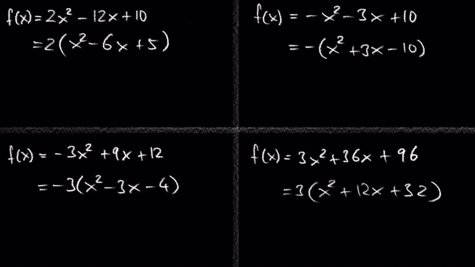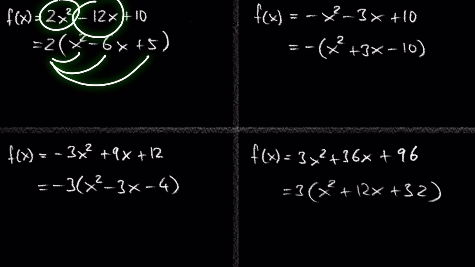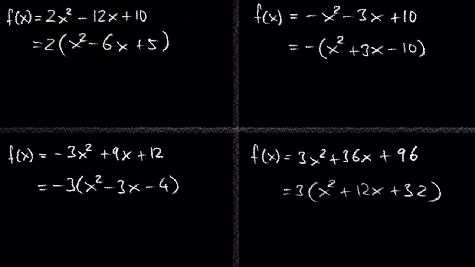For example, 2 times x squared is 2x squared. 2 times negative 6x is negative 12x, and 2 times 5 is 10. The next step is to write the quadratic function in the form a factor times x plus or minus something in parentheses times x plus or minus something else in parentheses.